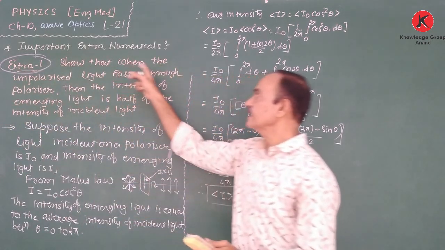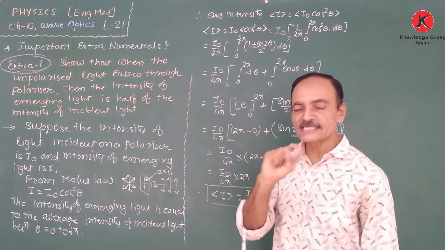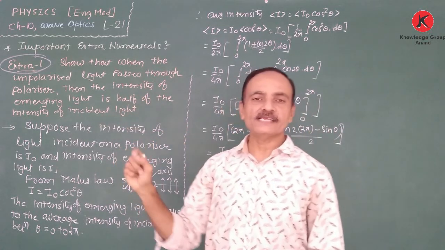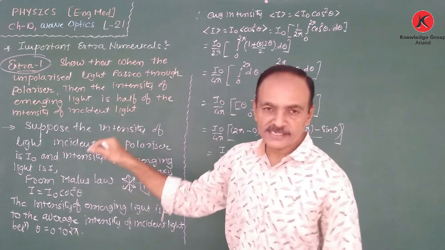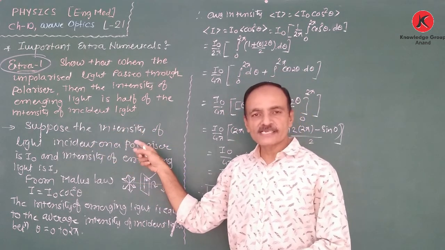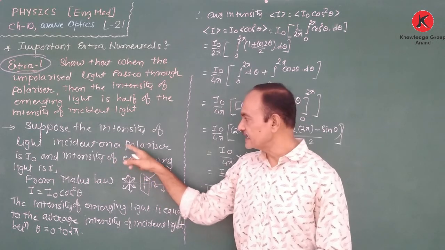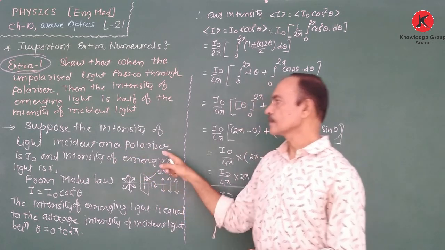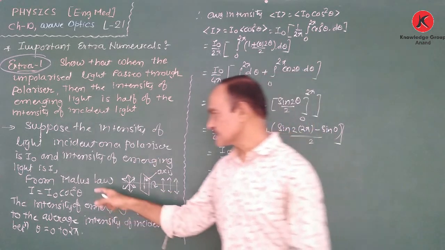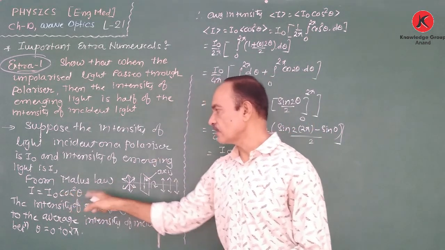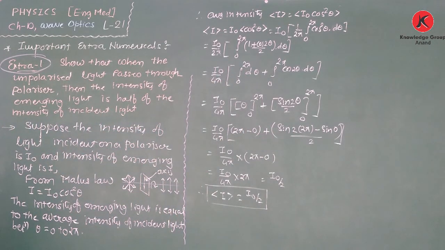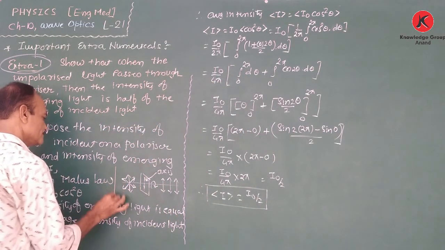We have to prove that when unpolarized light is incident on a polarizer, the intensity of the emerging light is half of the intensity of the incident light. For that purpose, suppose the intensity of incident light is I0 and the intensity of the emerging light is I. From Malus's law, I is equal to I0 cos square theta. This figure is only for our understanding.